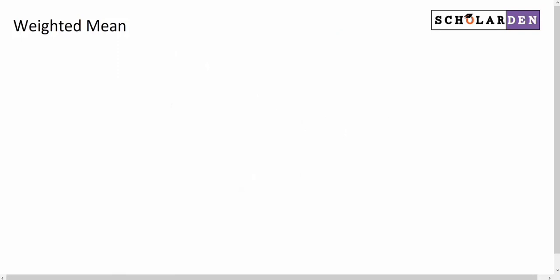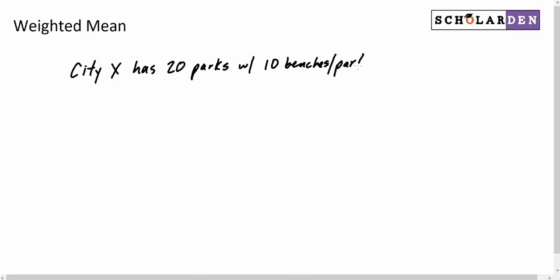Let's look at another example. Say you were told that City X has 20 parks, with an average of 10 benches per park. City X has 20 parks with an average of 10 benches per park. Okay, and then say City Y has 12 parks, and each of those has an average of 15 benches per park.